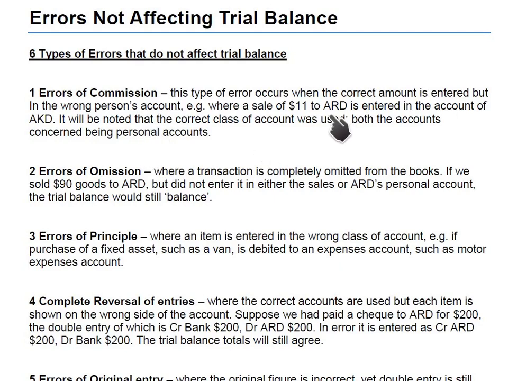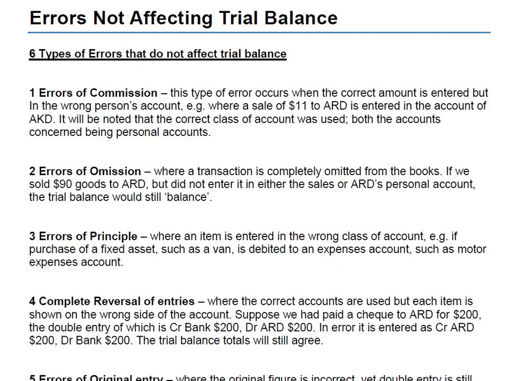The example is that I have sold goods to ARD, which is my debtor, and because of an error I have wrongly used AKD's account. Now see, ARD is also my customer, for example, and AKD is also my customer, but by mistake I have used the wrong customer's account. This is known as error of commission. Error of commission is said to occur when we have used the wrong account, but the type of account or the class or category of the account is right.